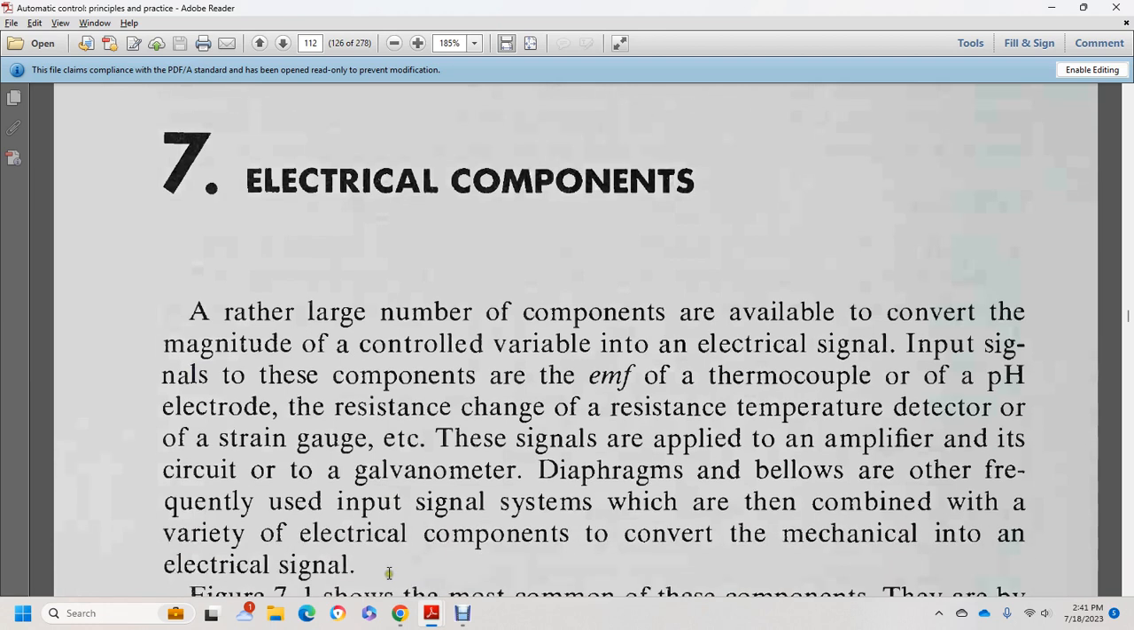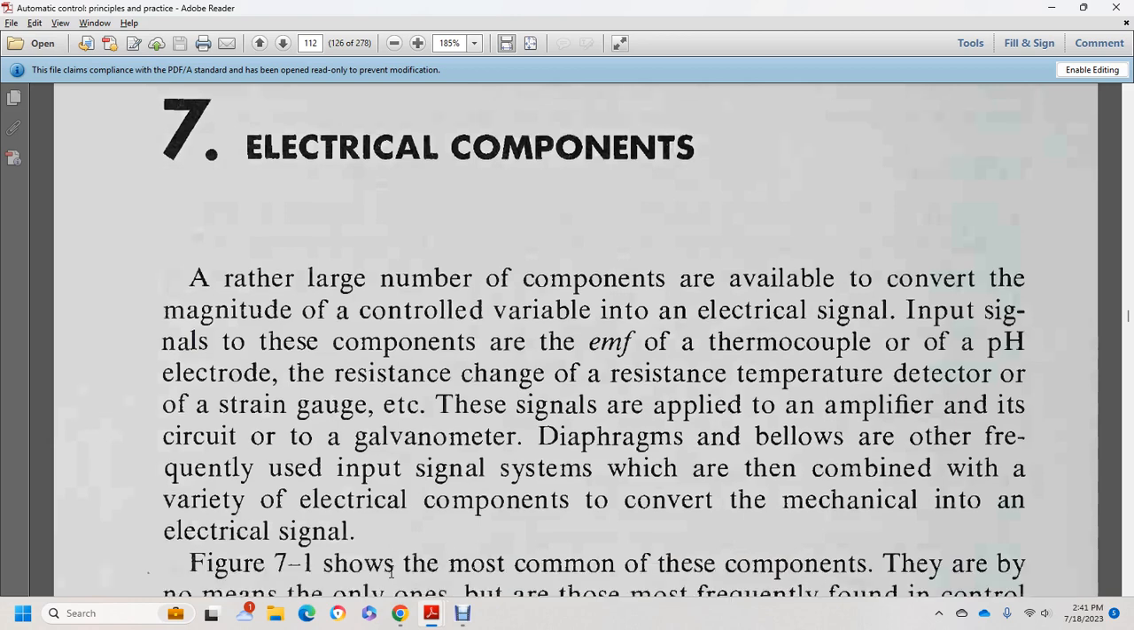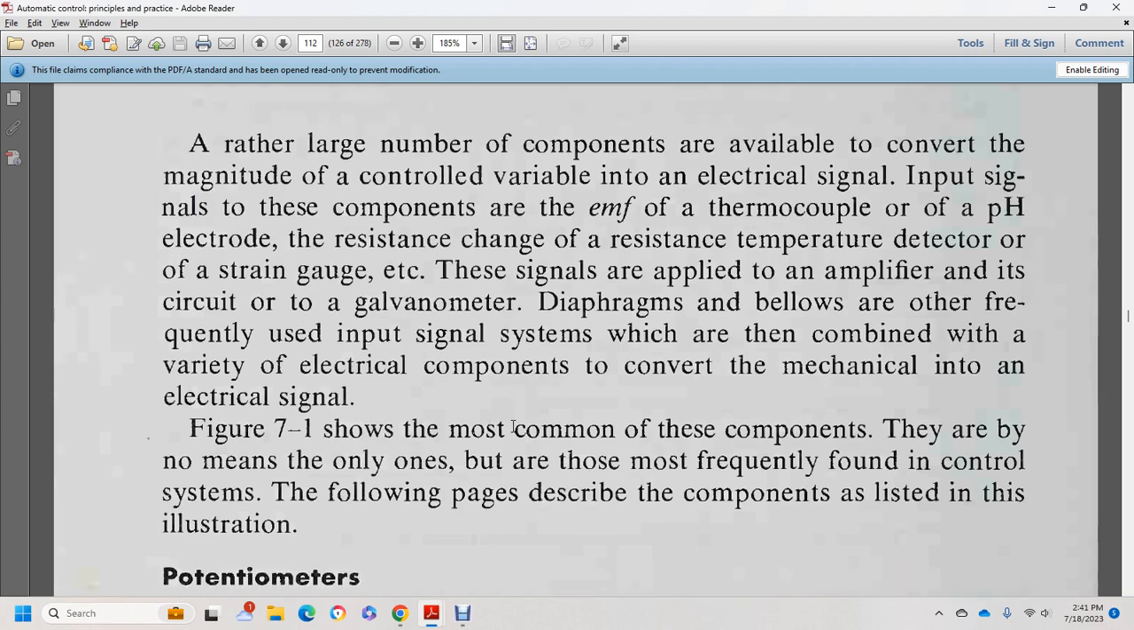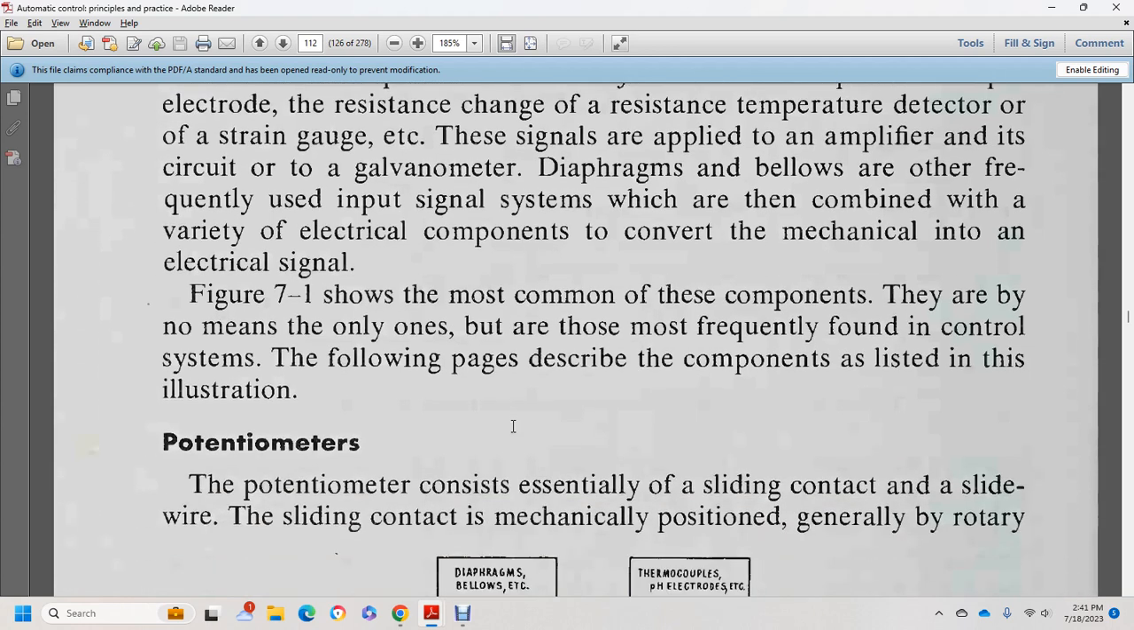These signals are applied to an amplifier circuit or to a galvanometer. Diaphragms and bellows, over the infrequent input signal systems, are combined with a variety of electronic components to convert the mechanical into electrical signals. Figure 7-1 shows the most common of these components, by no means only one of the most frequently found in the control system. Following pages describe the components listed in this illustration.